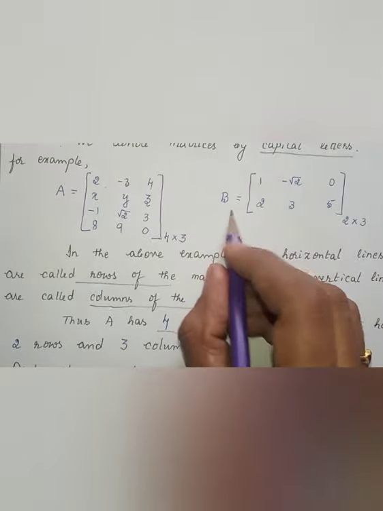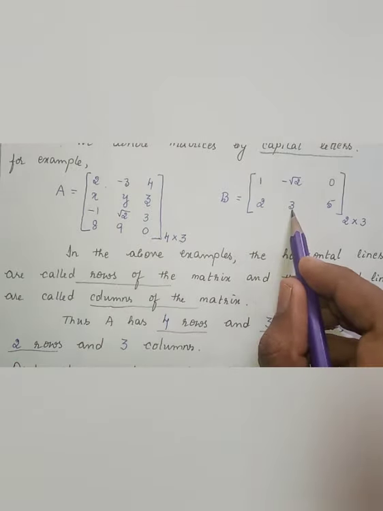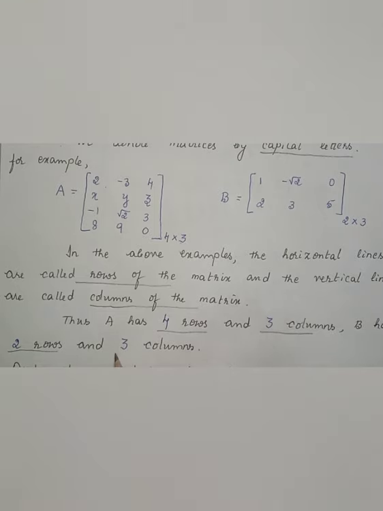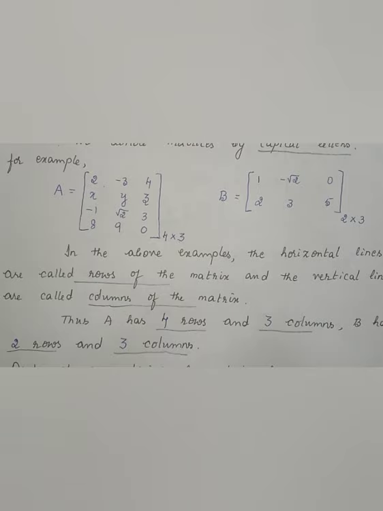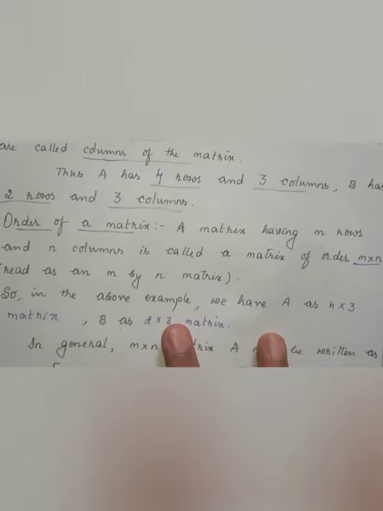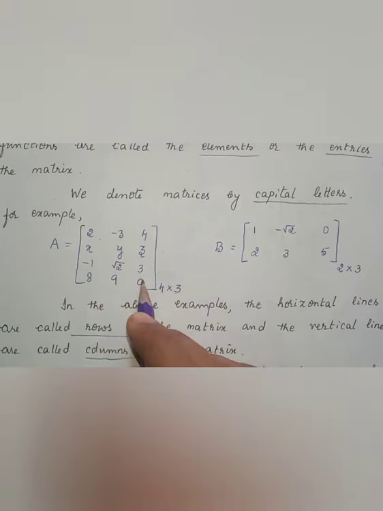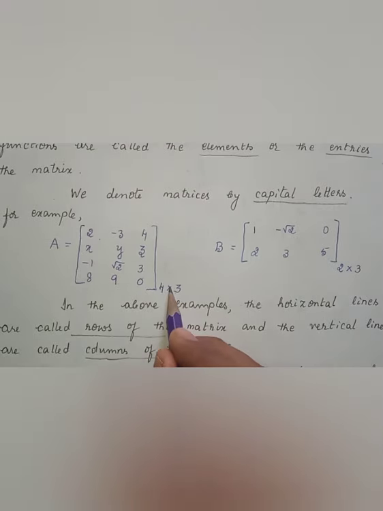Similarly, in matrix B, there are 2 horizontal lines, therefore B has 2 rows, and 3 vertical lines, therefore there are 3 columns in matrix B. Next, we define the order of a matrix. Here in this example, there are 4 rows and 3 columns. Therefore, we write this as 4 by 3.